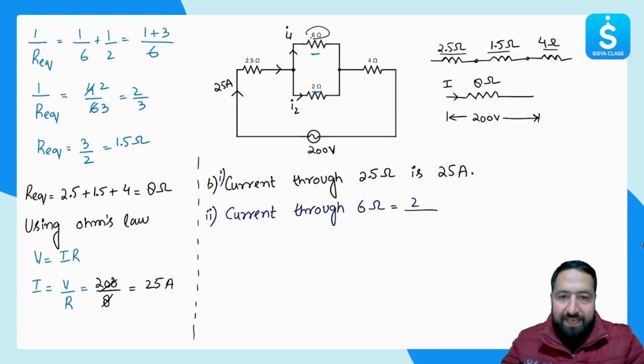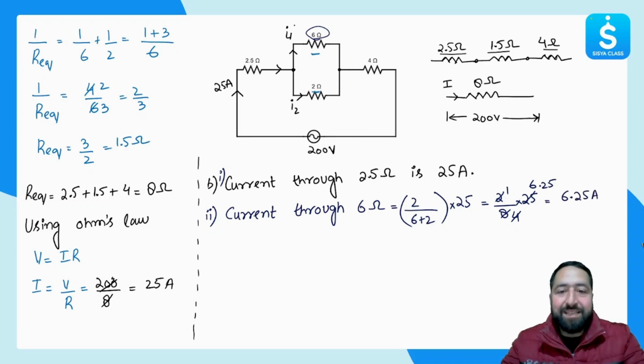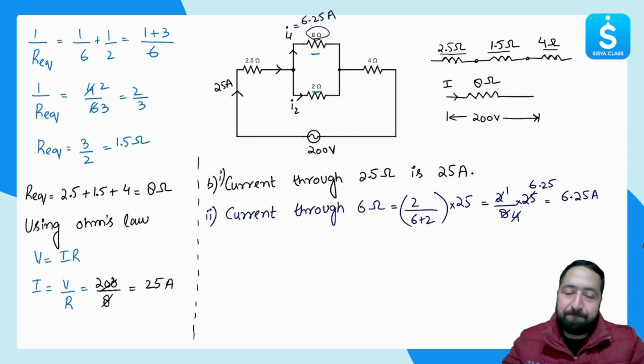the sum of these two resistors which are in parallel, that is 6 plus 2, multiplied by the total current which is coming, which is getting divided. And that is 25, we already calculated it. So it is equal to 2 divided by 6 plus 2, which is 8, into 25. So 2 into 25 is 50, 8 sixes are 48, and it remains 2, giving 6.25. So the current flowing through the 6 ohm resistance is 6.25 amperes. Very good.